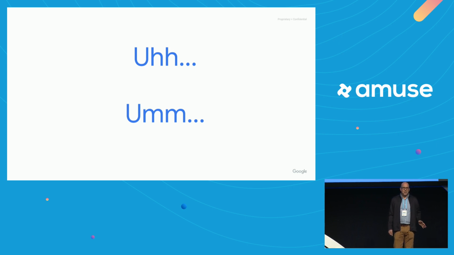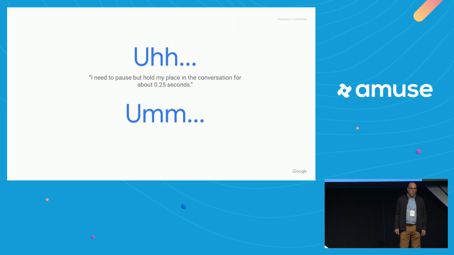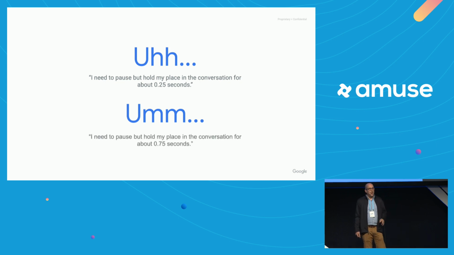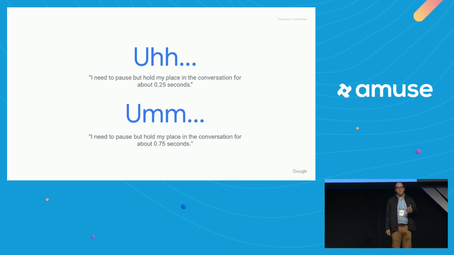Interesting side note is that uh and um are actually words, and they have meaning. Herb Clark and Jean Fox Tree at Stanford have done research on this and have found that there are consistencies in how and when people use these. So, for example, uh means I need to pause but hold my place in the conversation for roughly 0.25 seconds. And um means I need to pause but hold my place in the conversation for about 0.75 seconds. So even though things are weird in conversation and we struggle, there's actually meaning to this. This does actually give information to the person who's listening.